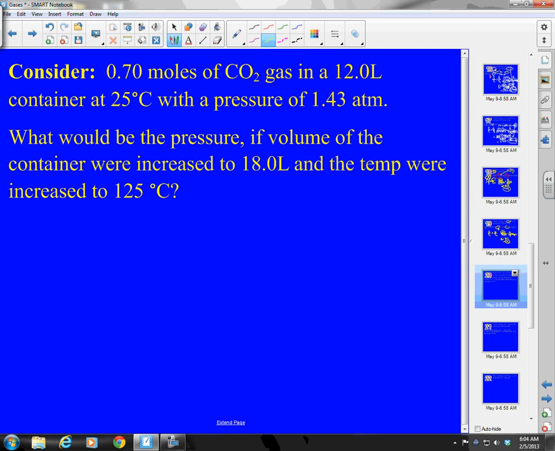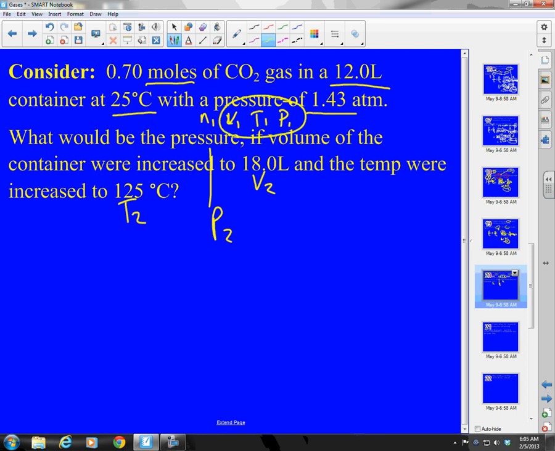Okay, so we have a consideration here. I have moles, liters (volume), temperature, and pressure. So I have N1, V1, T1, and P1, right? That's what's given. And we want to know what the pressure is if the volume were increased. So I have a V2, and the temperature were increased, so I have a T2. And I want to know a P2.